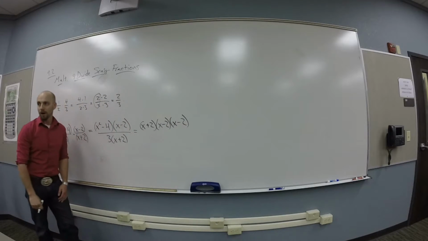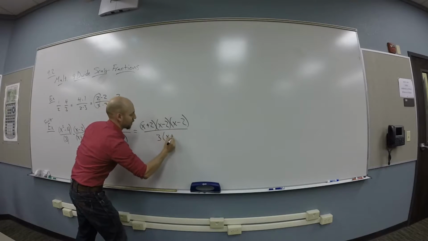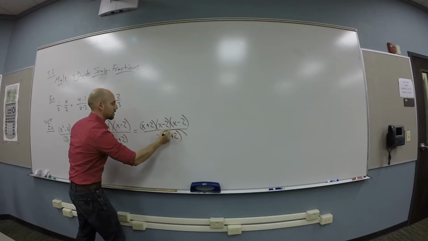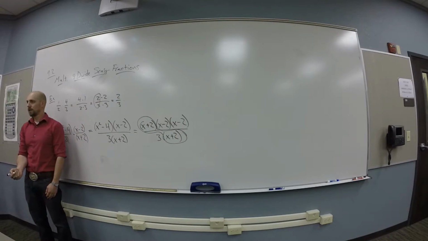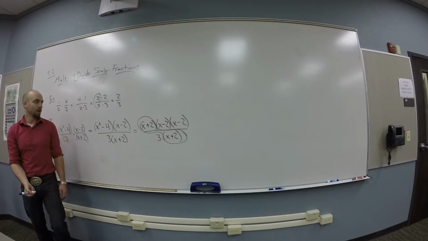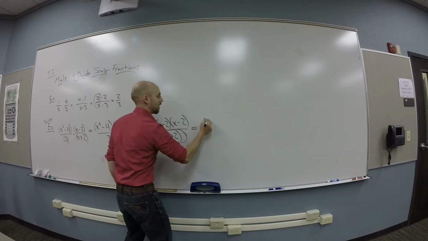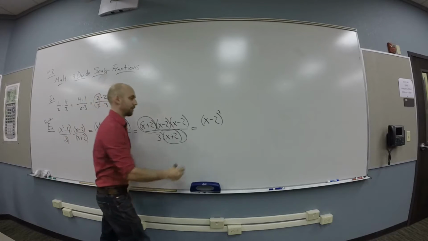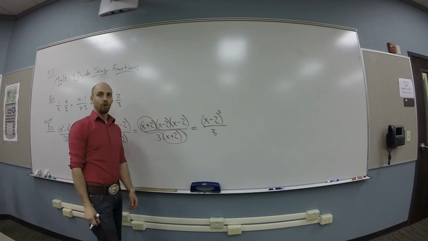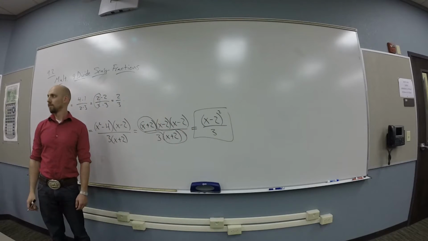And then on the bottom, what do you got? Just the 3 times x plus 2. Are we going to cancel things? That stuff's all the same, so that's a onesie. So what am I left with? X minus 2 squared over 3. Cool. That's all there is. That's multiplying. Done.